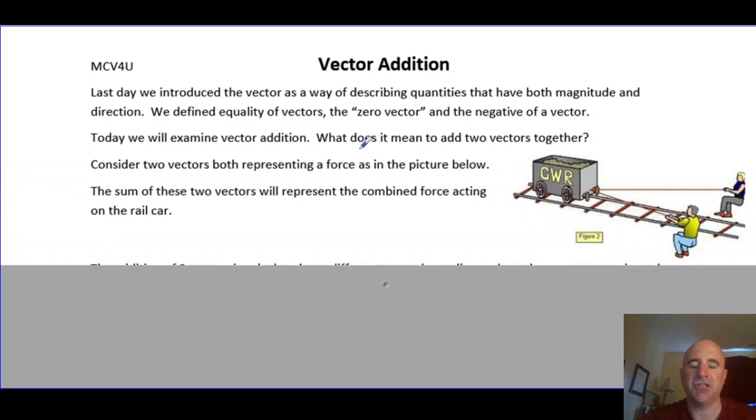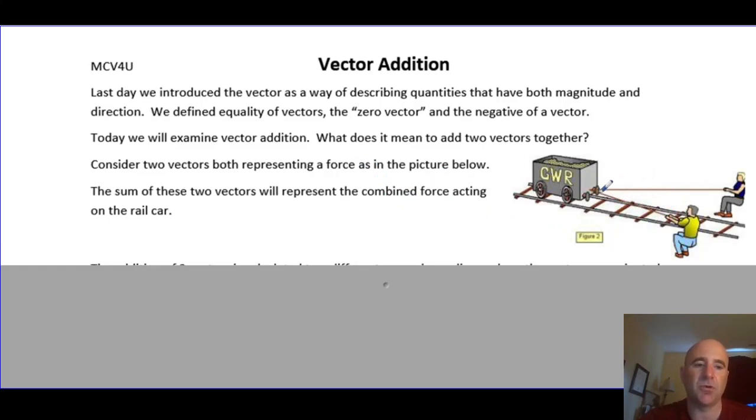What we could imagine is vectors being forces. I found this little picture of two guys pulling on a cart, and each of them is pulling with a certain force. That force can be represented by a vector because it has a magnitude, the strength they're pulling at, and also a direction, the direction they're pulling. We could imagine the combined force acting on the rail car as being the sum of these two vectors. And that's what vector addition is. It combines two vectors, and you can think about it as forces.